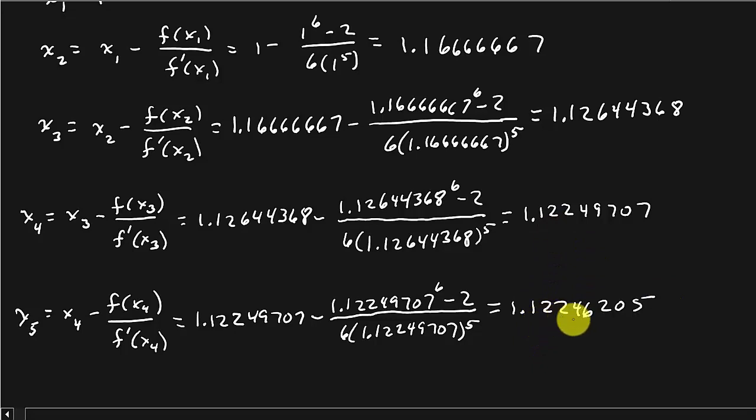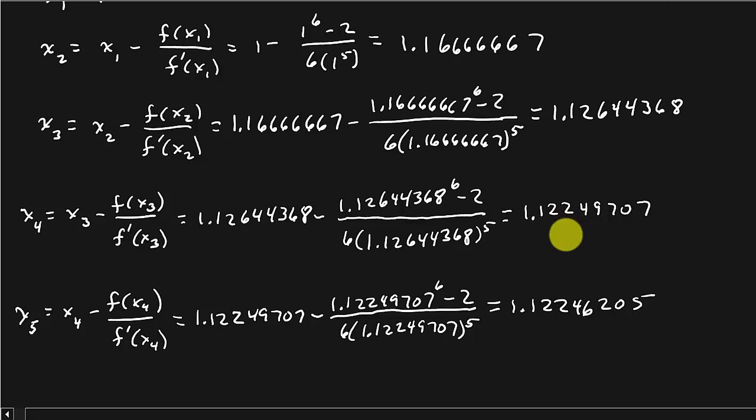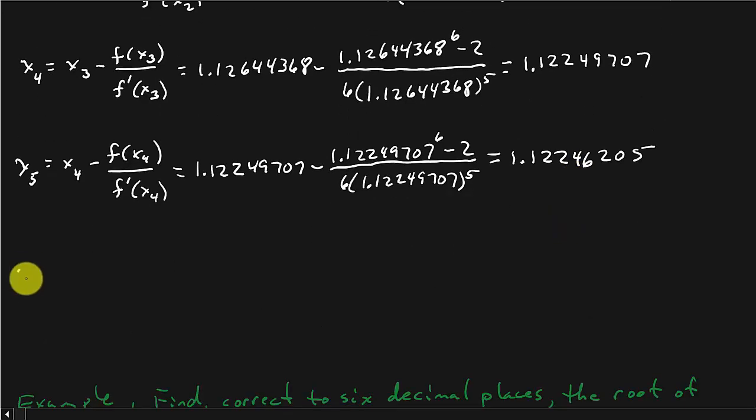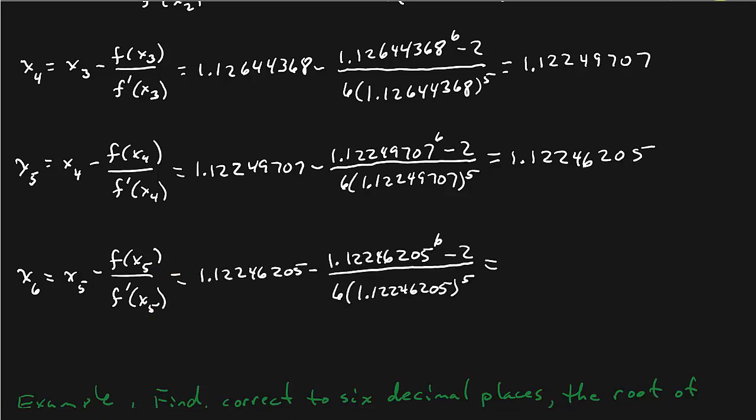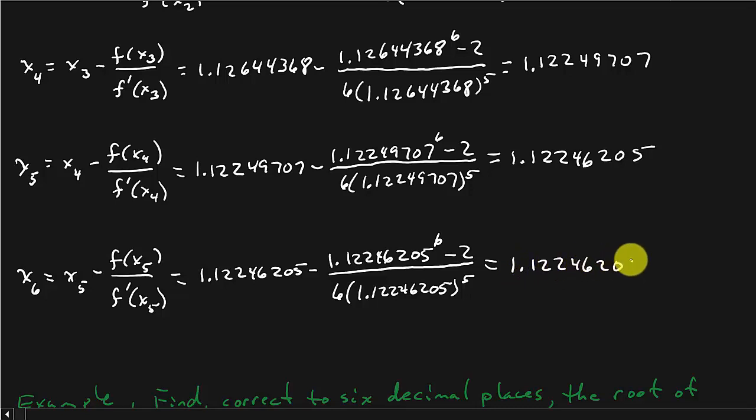We have the first 4 decimal places match up. So I need to go again. All right, so I need to find x6. So that's x5 minus f of x5 over f prime of x5. And that is equal to 1.12246205. And you can see here all 8 decimal places match. And so this is our answer.